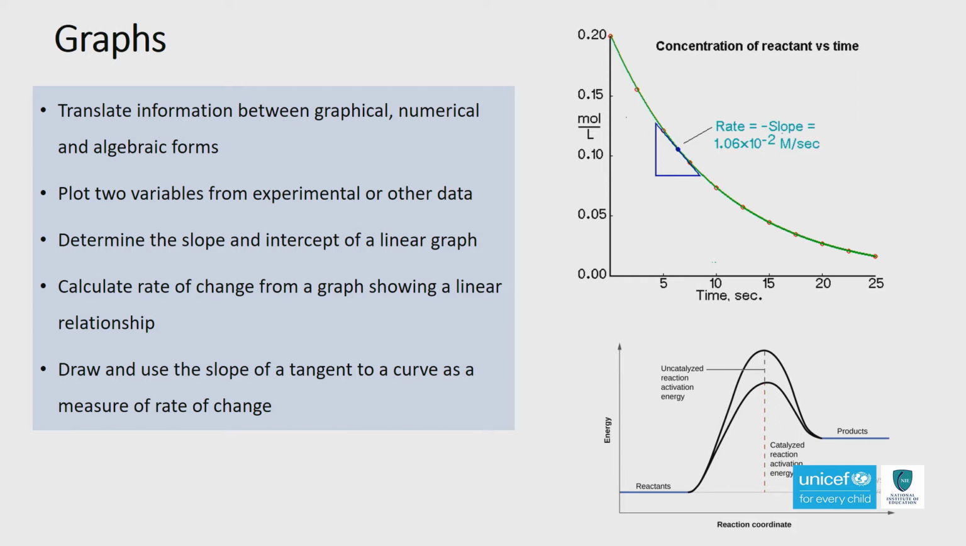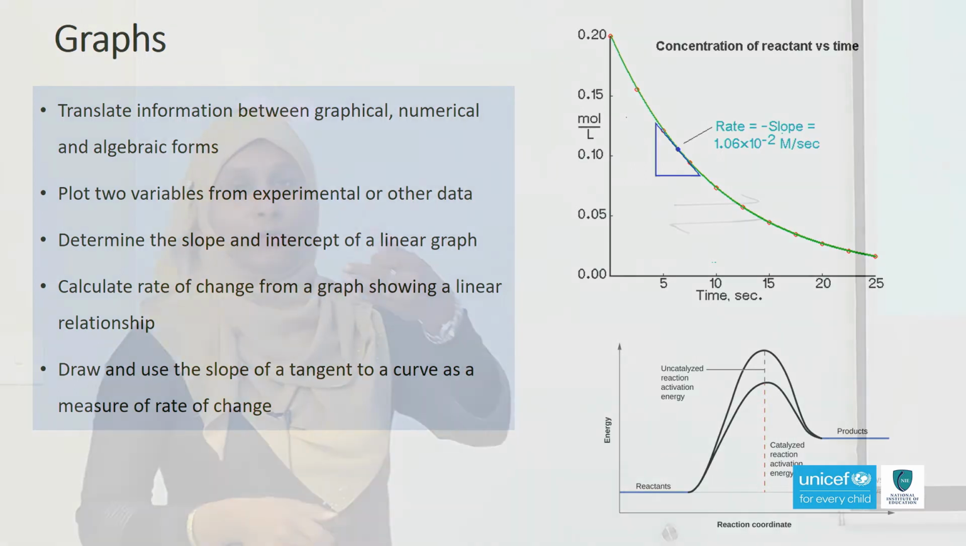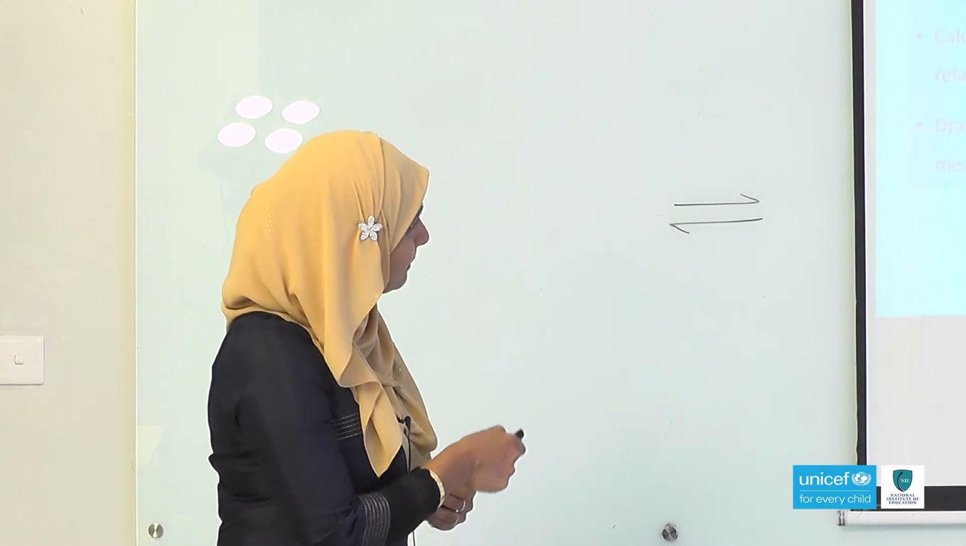Determine the slope and intercept of a linear graph, calculate rate of change from a graph showing a linear relationship, and draw and use the slope of a tangent to a curve as a measure of rate of change. Again, a very large proportion of the calculations will be done in Unit 4. Under kinetics, you will be seeing these 2 points being covered.